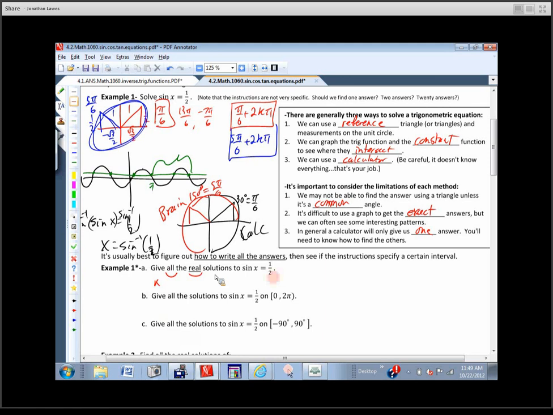So if the instructions for that particular problem had been this right here, your answers would have been x equals pi/6 plus 2k pi, and x equals 5pi/6 plus 2k pi. If the instructions say give all real answers, you're giving basically answer sets.